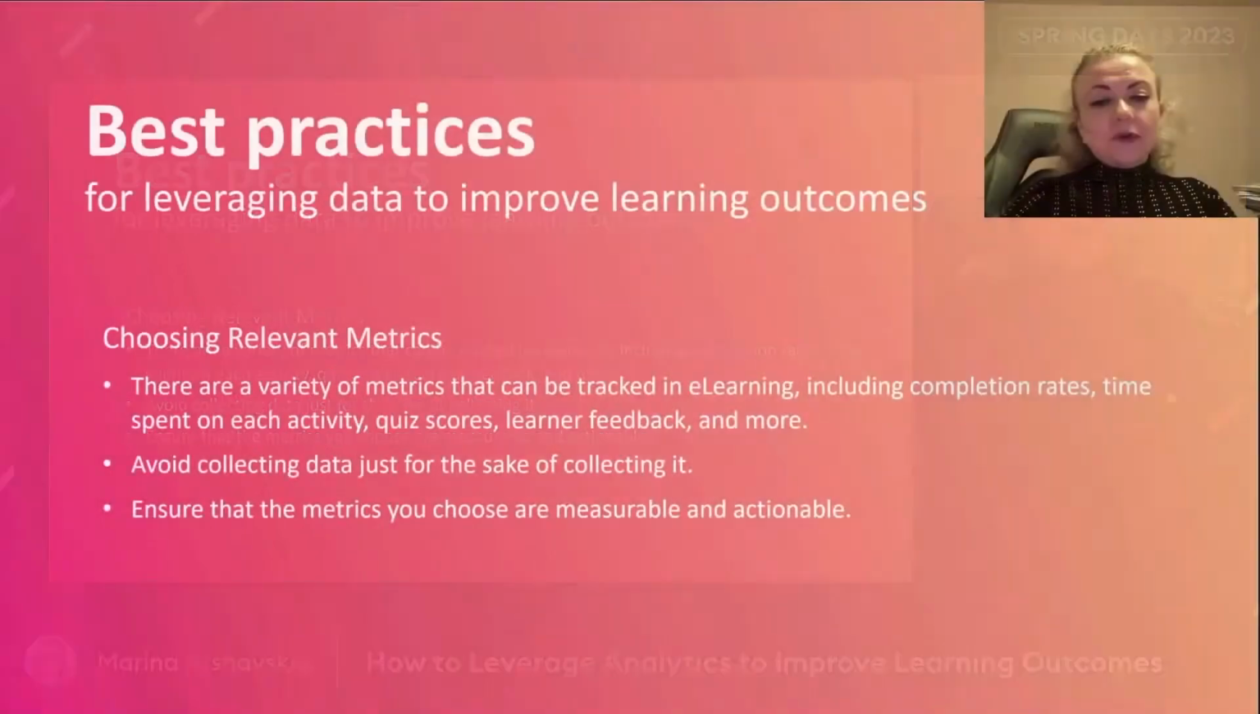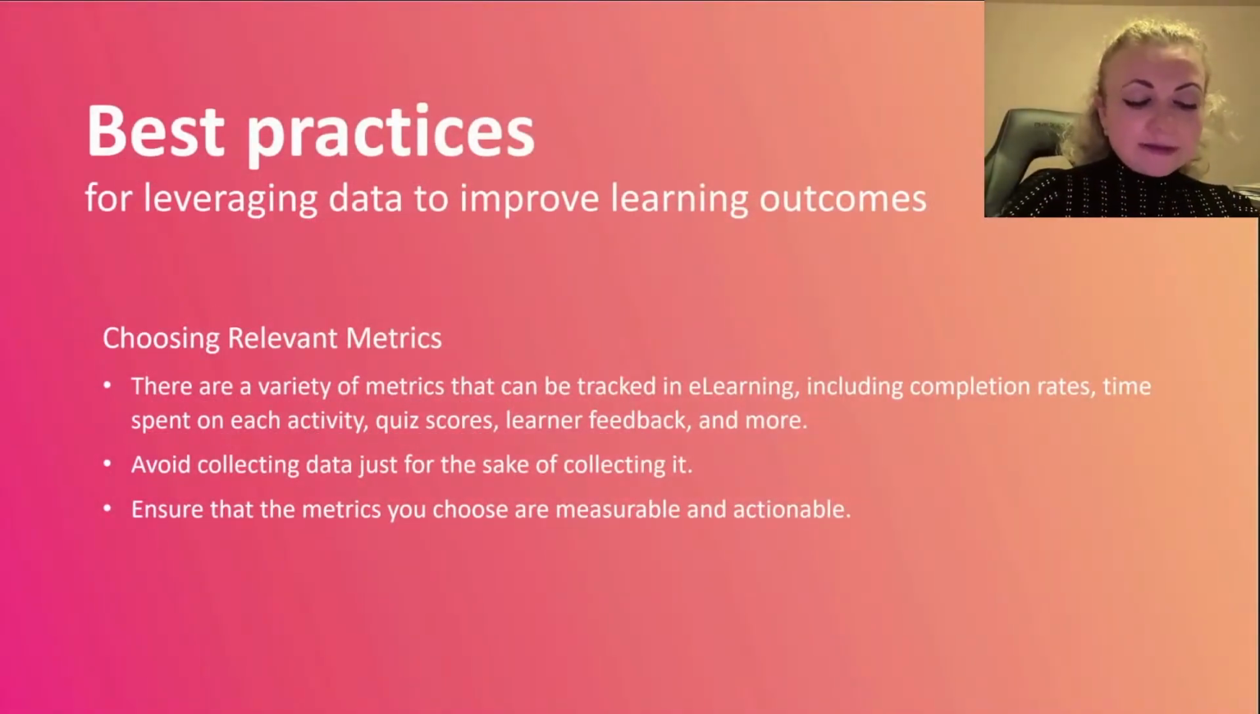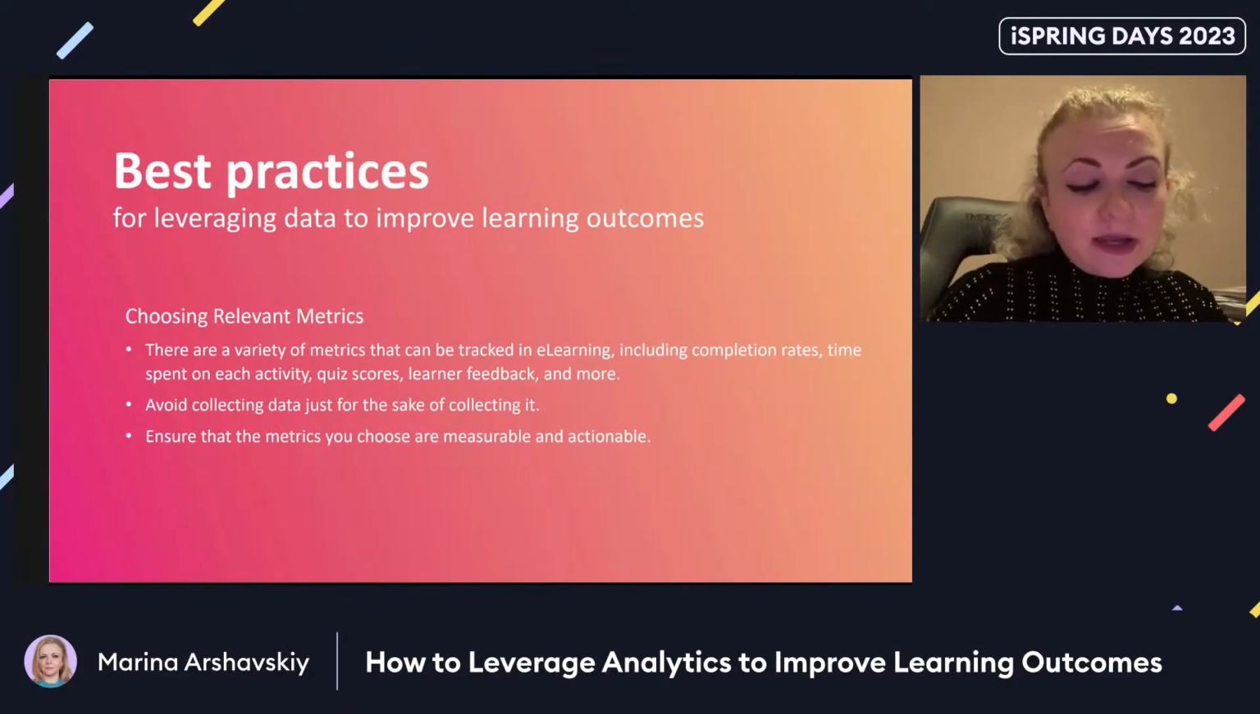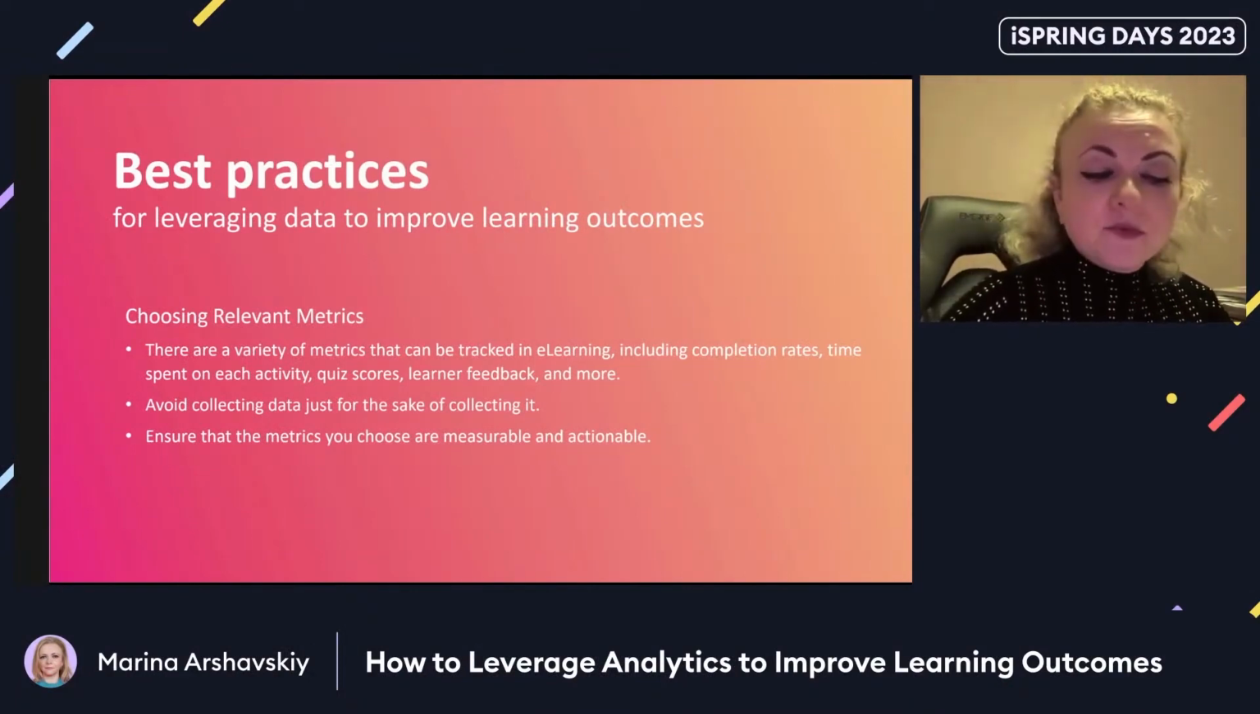And then once you have your clear goals and objectives in place, the next step is to choose relevant metrics, like we've already talked about, because you want to measure progress towards your goals. And there are a variety of metrics that can be tracked in e-learning, including, like we already talked about, completion rates, time spent on each activity, quiz scores, what else? Learner feedback. It can be just about anything. But you need to make sure that the metric you choose is measurable and actionable. That's very important.